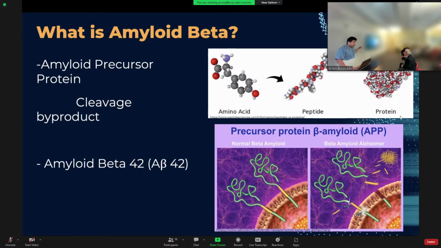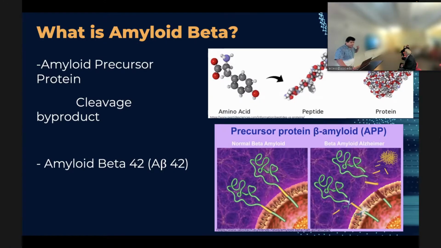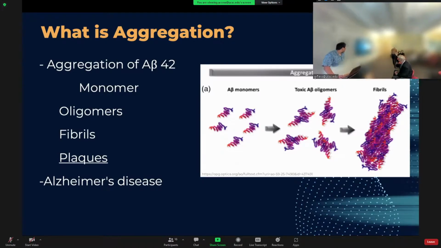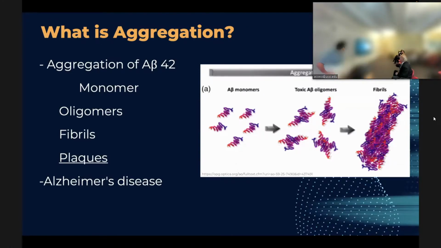There are a few main types of amyloid beta, but the one that I focused on was amyloid beta 42. So what is aggregation? Aggregation of amyloid beta 42 is the coming together, the clumping, of single peptides of amyloid beta. Those monomers, single ones, come together to create oligomers, and then those oligomers come together to create fibrils, and fibrils are a component of plaques, and plaques are present in the brains of Alzheimer's patients.